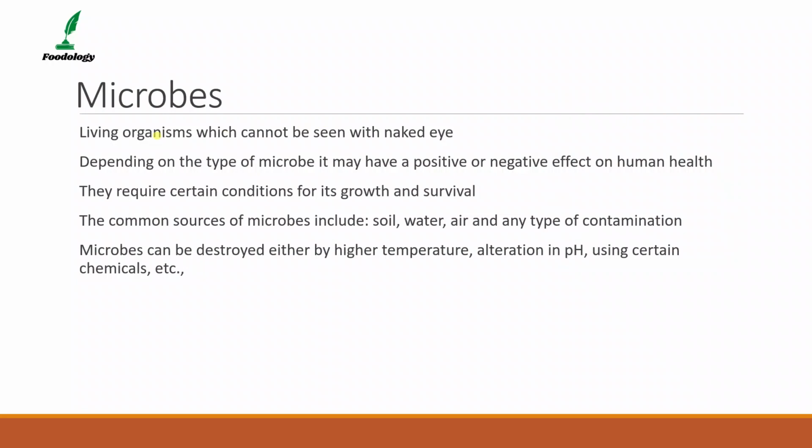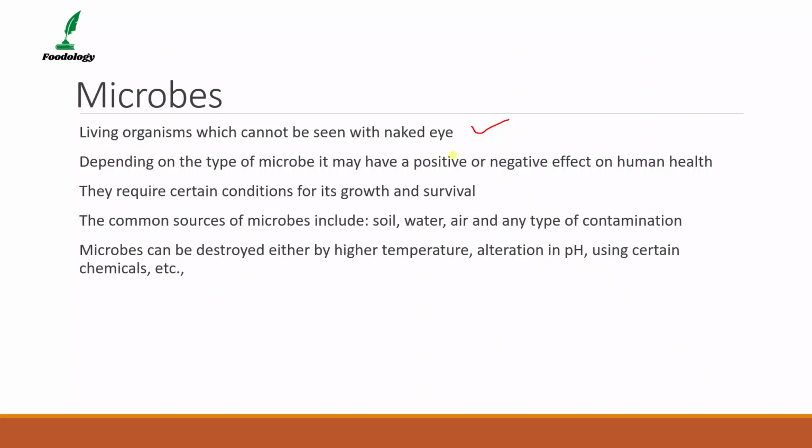So, microorganisms, if we try to break down this term, we have two terms coming up: micro and organisms. Micro is something which is small, and organisms are something living. So, microorganisms are living organisms which are very small and cannot be seen with your naked eyes. And depending upon the type of microorganisms, they can provide either positive or negative implications on human health.